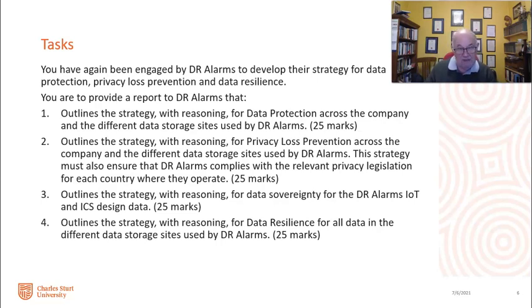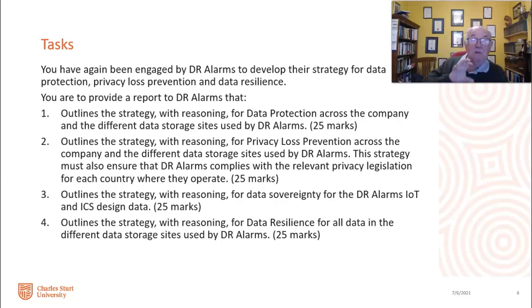The second question outlines your strategy, again with reasoning, to do privacy loss prevention across the company and of course those different storage sites. And here you have to ensure that your strategy allows DR Alarms to comply with all the different relevant privacy legislation for each country where they're operating. The third question, you have to outline the strategy with reasoning again for data sovereignty for the DR Alarms IoT and ICS design data in particular. And you also need to outline a strategy with reasoning again for data resilience for all data in the various different storage sites that are used by DR Alarms.